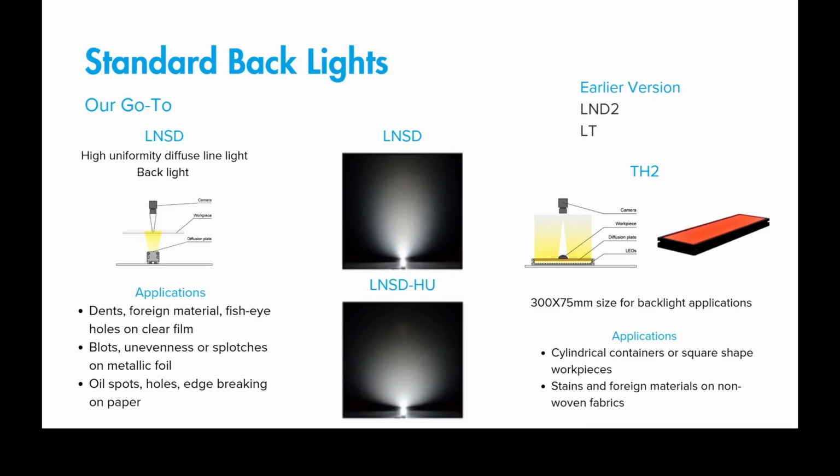When it comes to the standard backlights, our go-to is the LNSD. This is a very highly uniform, diffuse line light, but it's also got a very small profile. This is going to be your standard for backlight line scan applications. So you can see it for scratches, holes, edge breaking on paper, if you're looking at gloss or unevenness, dense and formed materials, holes in clear film, stuff like that.